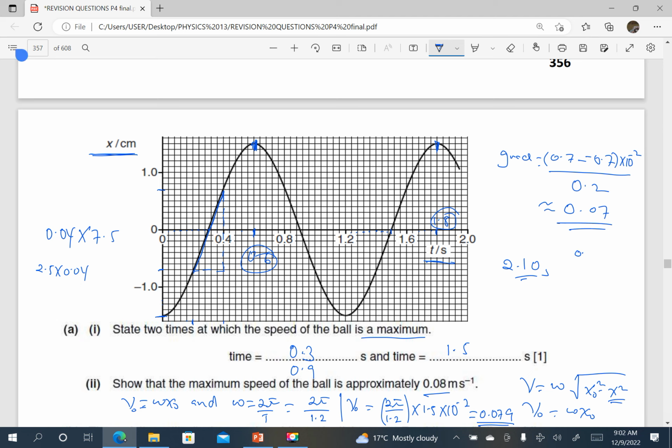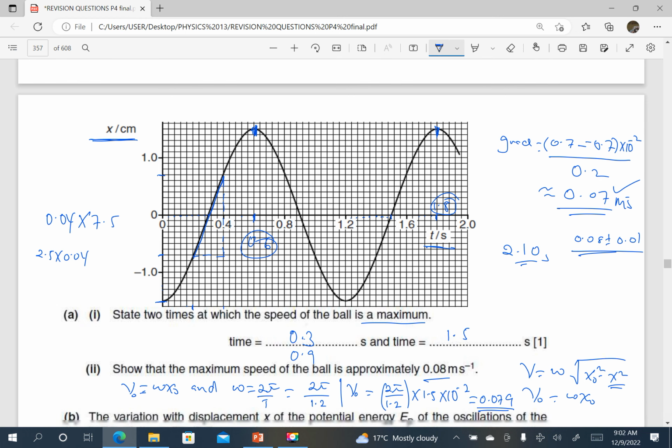You just look at 0.08 plus or minus 0.01 meters per second. Your gradient should be in that range, so 0.07 is going to be acceptable. Okay, so the gradient will also be accepted.